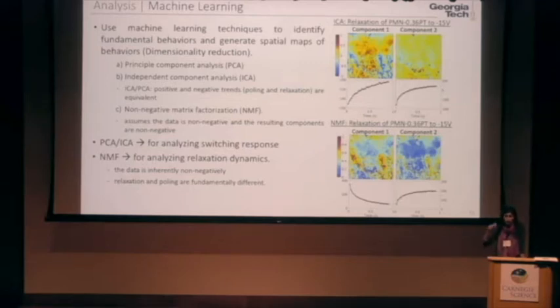For switching, because the data change trends in the positive and negative direction, we have to go to the principal component analysis. And here you can see the difference. If I use PCA or ICA, that I didn't mention, I actually get two different relaxations when I'm supposed to find the relaxation and the poling, while NMF correctly identifies the underlying components.